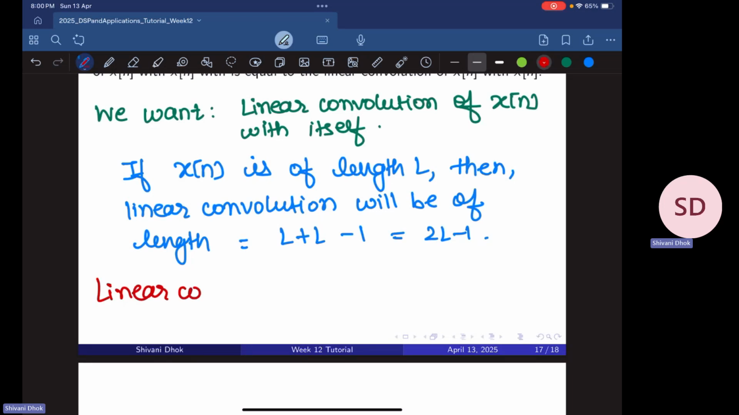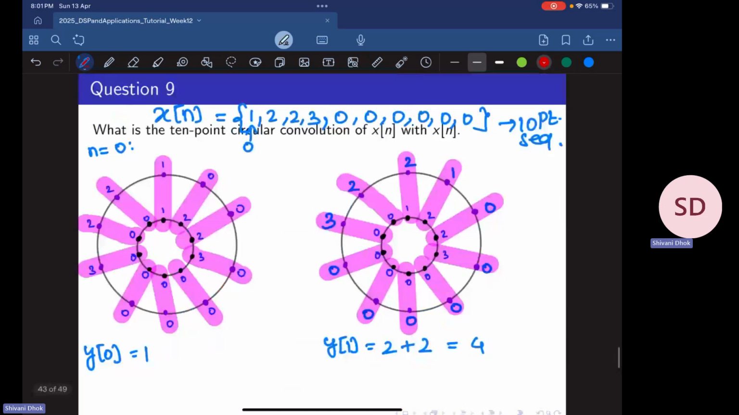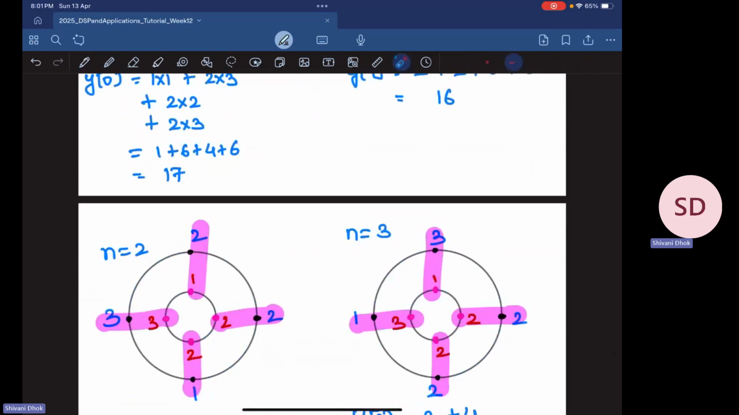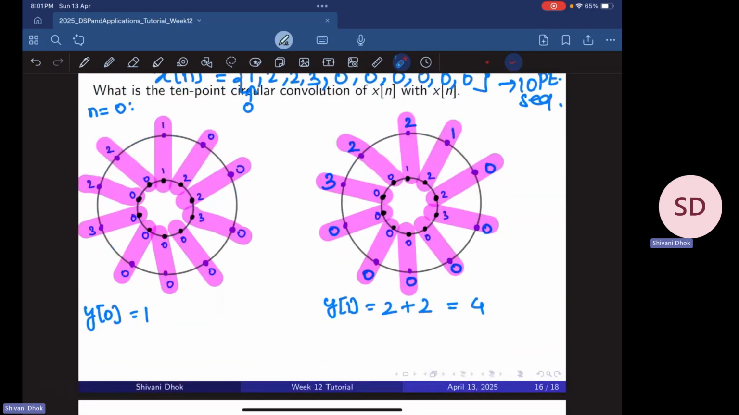Linear convolution should be equal to p-point circular convolution. Now what is the problem of circular convolution? Let us go back to the 4-point circular convolution. The problem is it is getting overlapped at every iteration. If I have 4-point circular convolution, I'll get a 4-point valued answer, and there will be overlap at every point. Now we don't want overlaps at every point when we have a linear convolution.